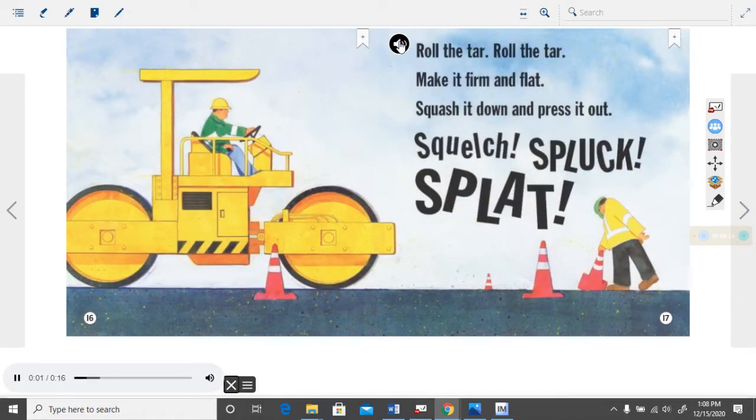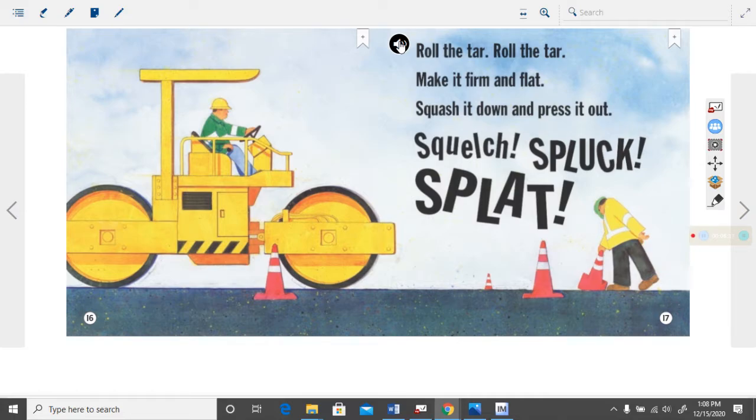Roll the tar. Roll the tar. Make it firm and flat. Squash it down and press it out. Squelch, spluck, splat. So I wonder how the workers make the tar firm and flat.